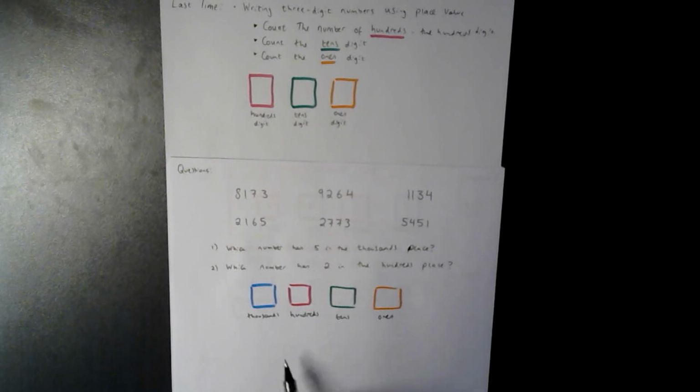Okay, I've just added here this extra picture which shows the thousands, hundreds, tens and ones, just if you need some extra help there. So pause now and give it a go.